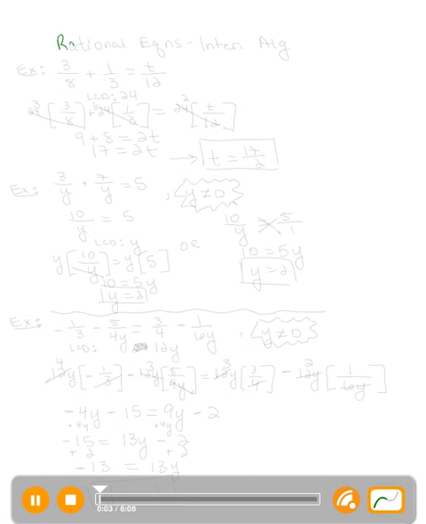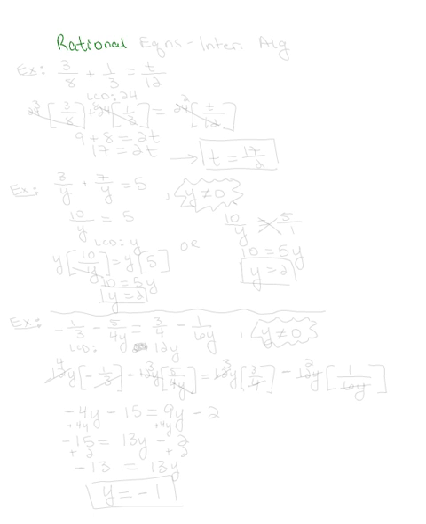We're going to do a few examples of solving rational equations for intermediate algebra. Rational equations have polynomials in the numerator and the denominator, therefore they're undefined for certain values. For example, 3/8 plus 1/3 equals t/12. Notice there are no variables in the denominator, so it's defined for all values of t.